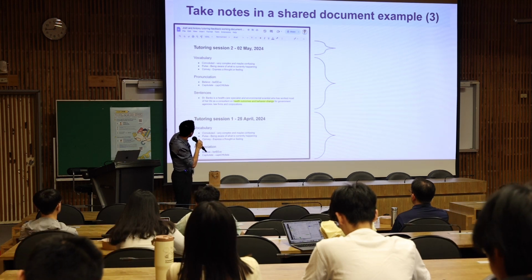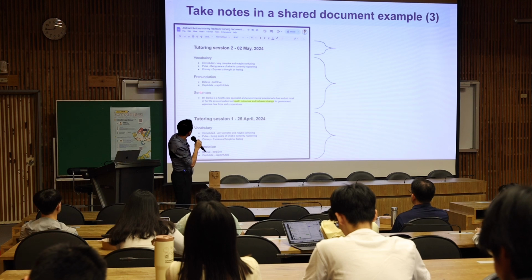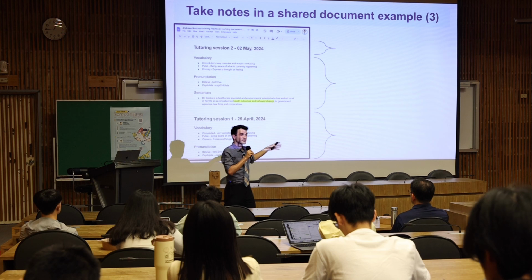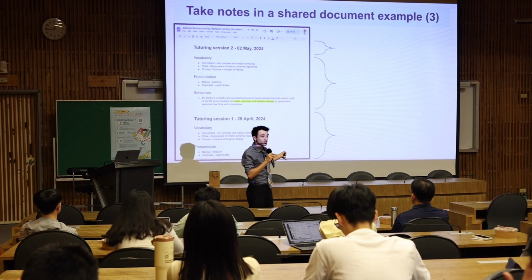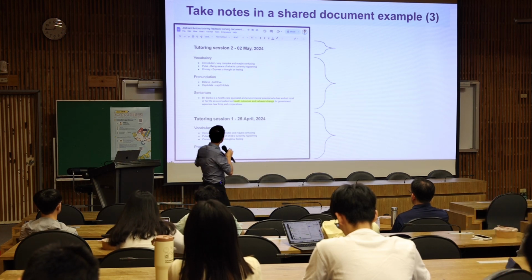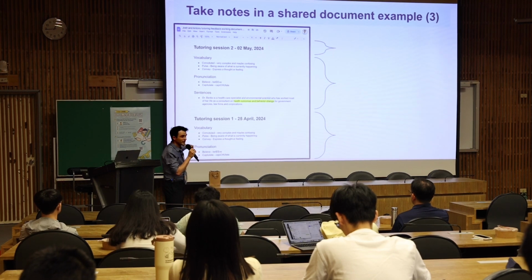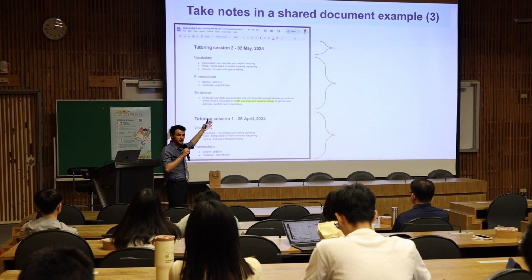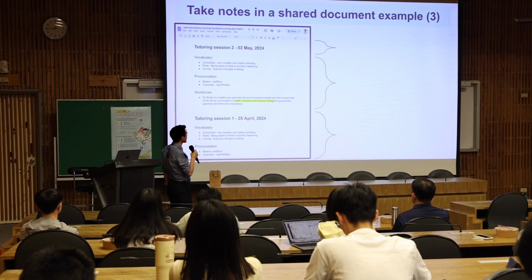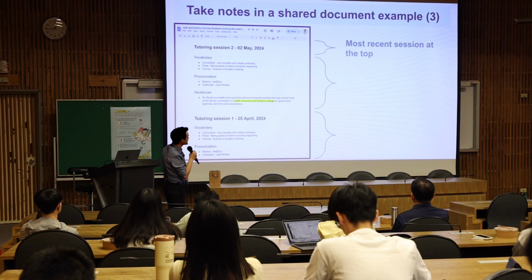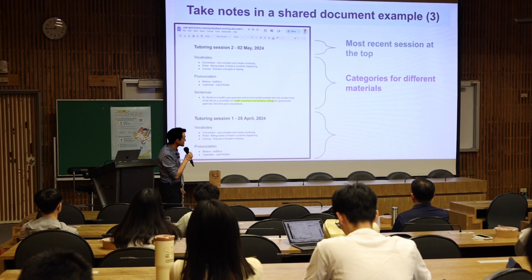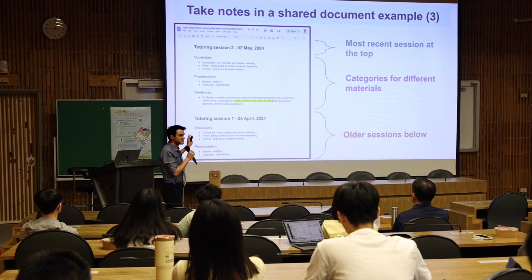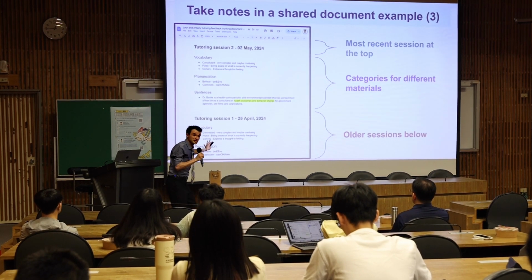I have a vocabulary, a pronunciation, and a full sentences section. Your paper will look very different. If you're doing something else, it'll look very different than this. Then we have tutor session 1 below. I like to keep the most recent tutoring session at the top, so you don't have to scroll down and find it. Just a fun fact there. So we have the most recent session at the top, categories for different materials, older sessions below. Seems simple. This is incredibly powerful.